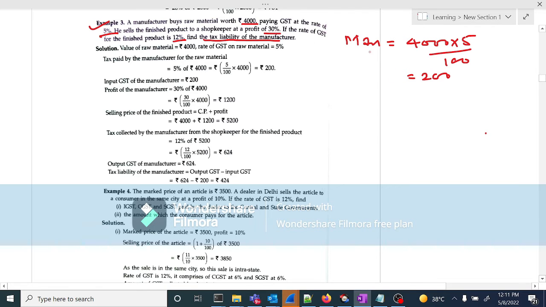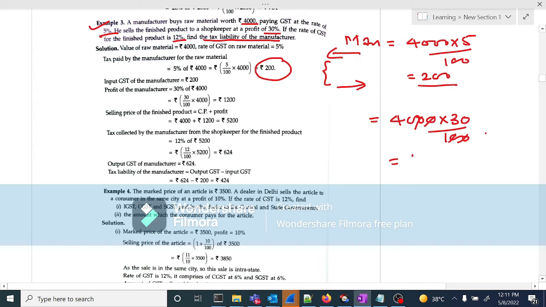So actually this question is about the final tax liability. Tax liability is the GST which the manufacturer will be paying, and the GST which the manufacturer will be getting from the shopkeeper. The difference between these is called tax liability. So he is paying 200 rupees. After selling the finished good, we will calculate what GST he is receiving. Now he sells the finished good at a 30% profit.